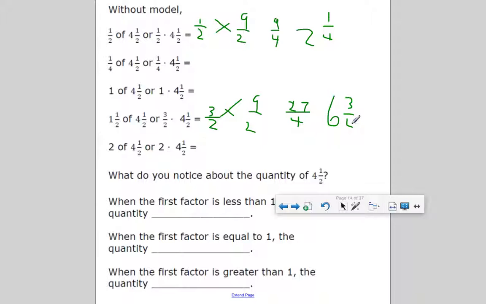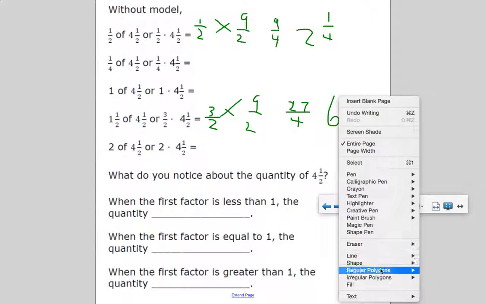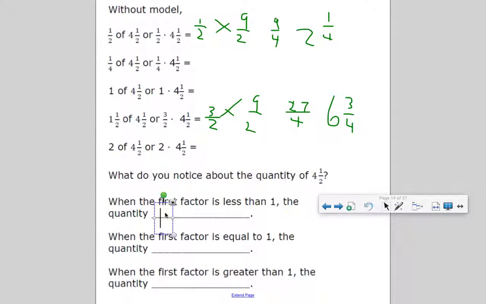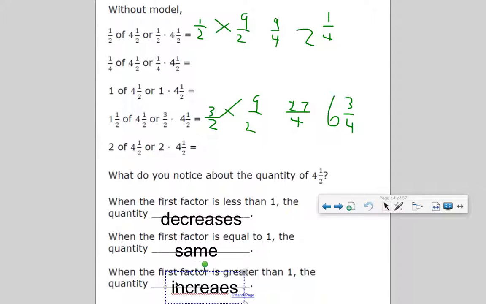So our original number has increased to 6 and 3/4 because we're multiplying by a fraction or number more than 1. So when the first factor is less than 1, the quantity decreases. When the first factor is equal to 1, it stays the same. When the first factor is greater than 1, the quantity increases from the original number.